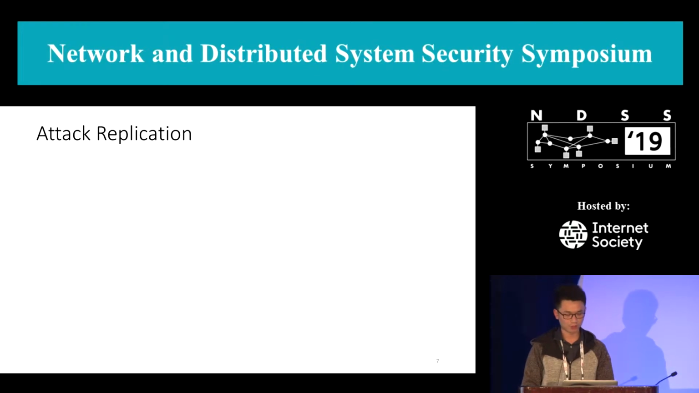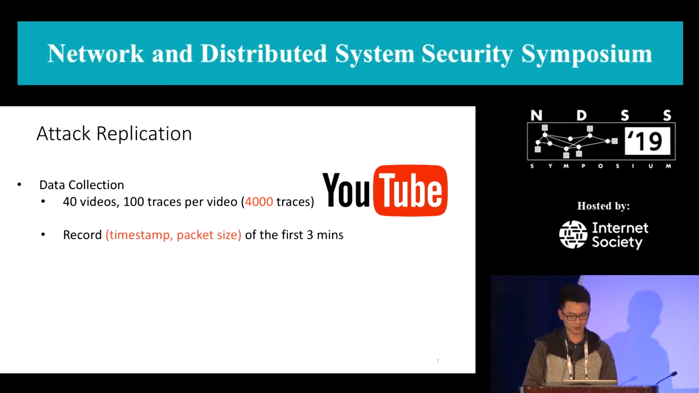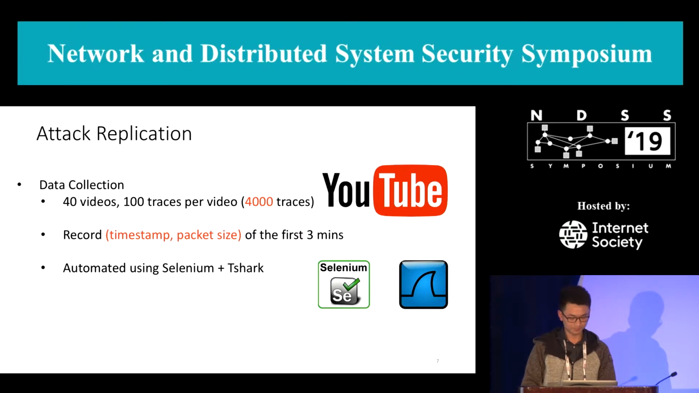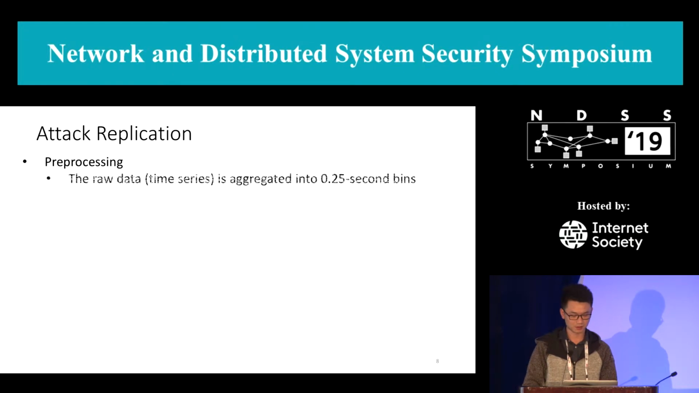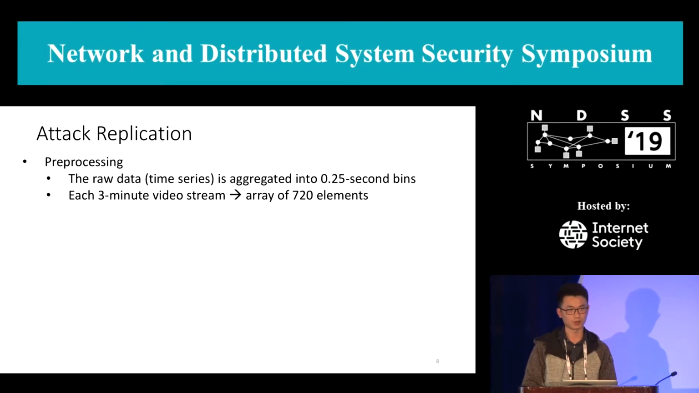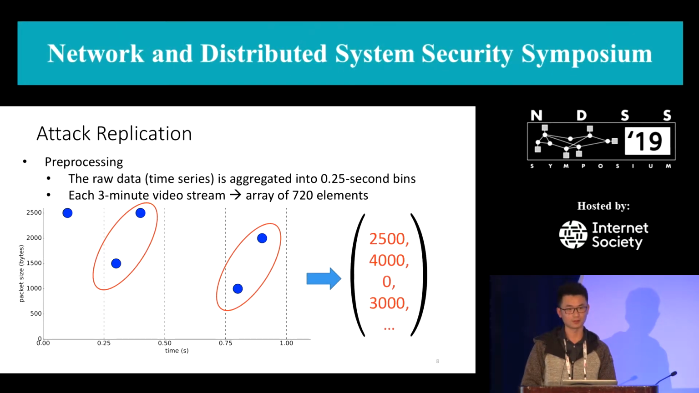So we first try to replicate this attack. We select 40 videos from YouTube and collect 100 traces per video. We record the timestamp and size of the first 3 minutes of video streaming, and the data collection was automated using Selenium and T-Shark. The raw data was aggregated into quarter-second bins. Therefore, each 3-minute video will be converted into an array of 720 elements. This figure is an illustration of the aggregation process.